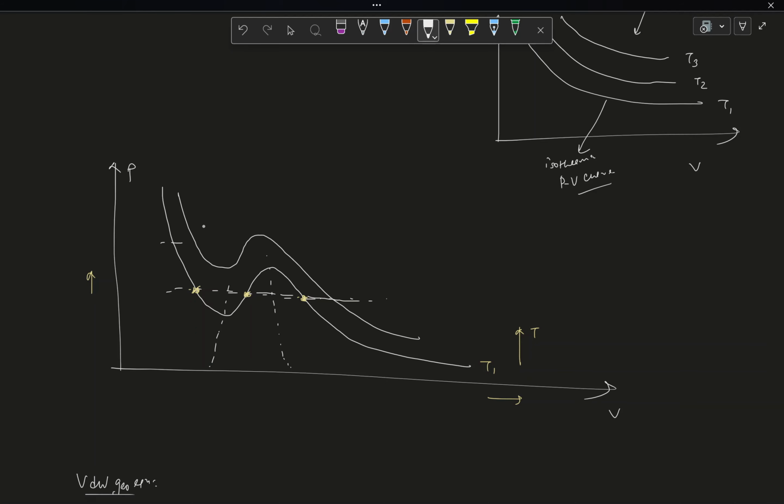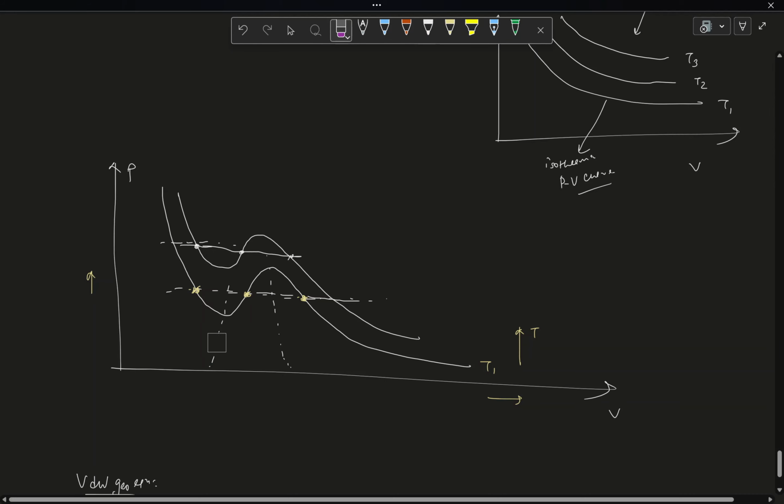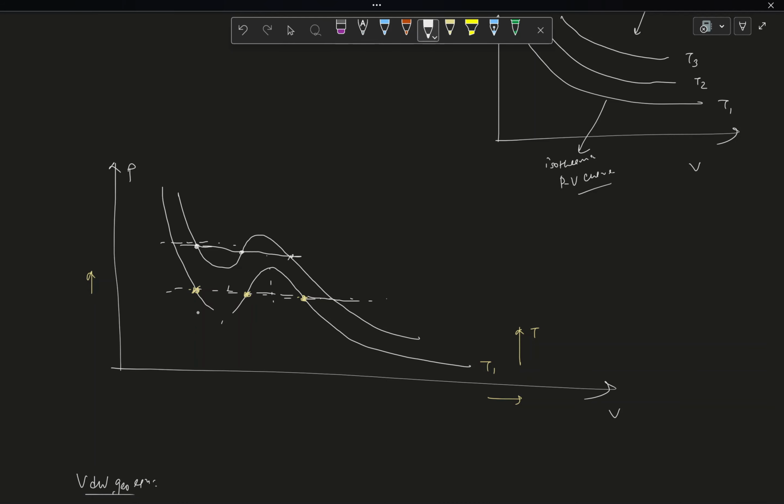like this. Again, if you draw a straight line, you get 3 cuts or 3 intersection points or 3 roots. So basically the dotted line will not be like this. We'll draw the dotted line accordingly as per the peaks and dips positions. And now the next curve will be like this. So this is at T2, this is at T3, so the temperature is increasing.